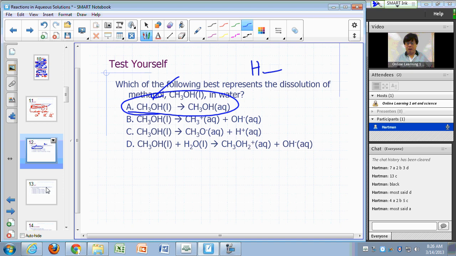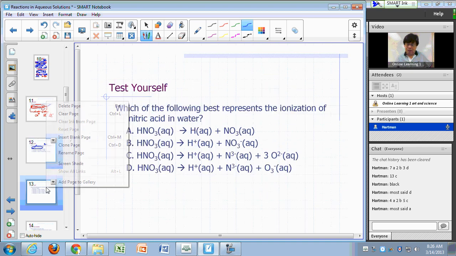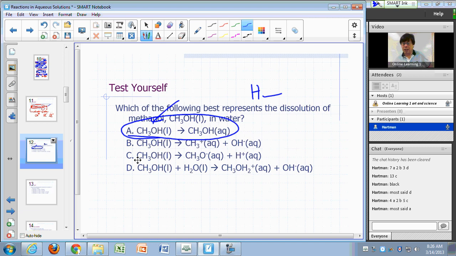So if it's a molecular compound, even if it's a base, it's still going to be a weak electrolyte, so it has to remain intact. Most of it will remain intact in water. So if you have a molecular compound in water, your best bet is not to break it up into ions unless you know it's one of the 6 known strong acids.